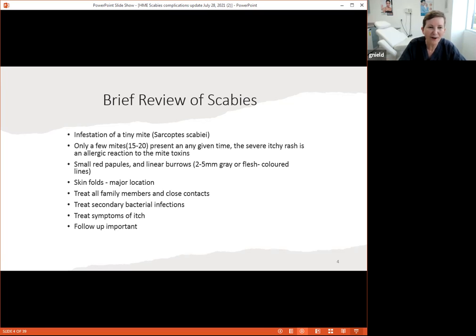Okay, so small red papules and linear burrows are the main feature, developing prominently in the skin folds. Remember, you need to treat all family members in close contact, treat secondary bacterial infections, treat symptoms of itch, and follow-up is important.